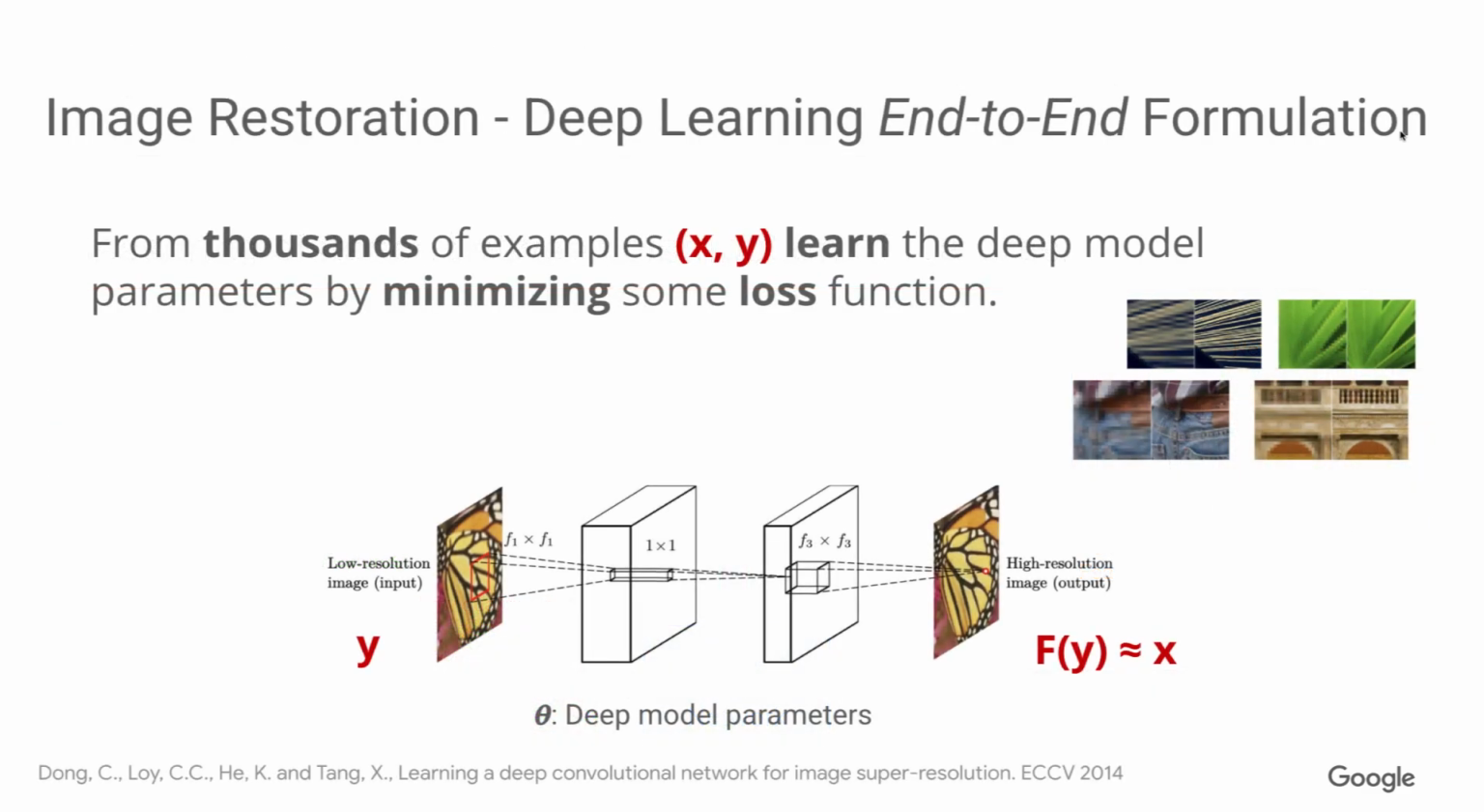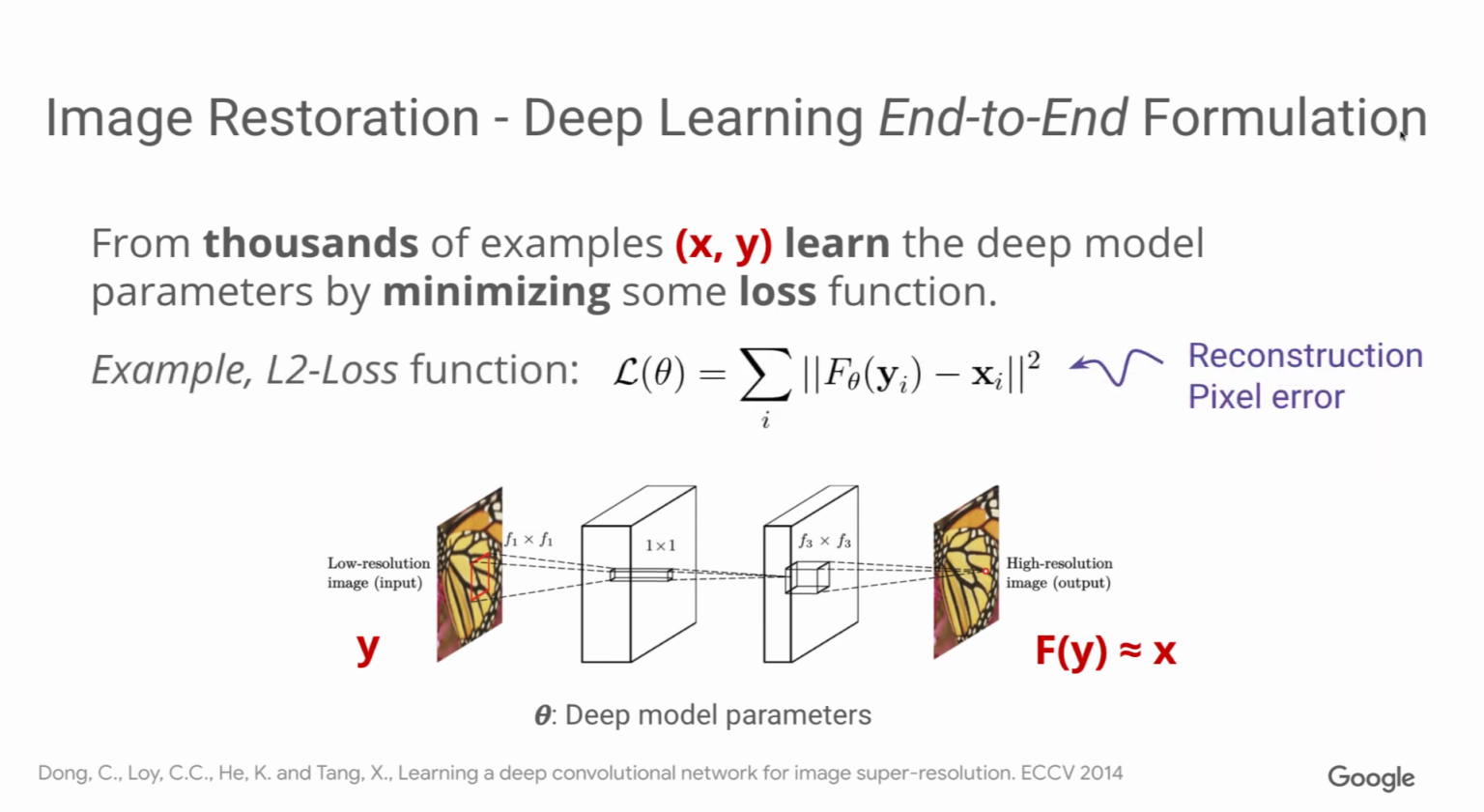Deep models can be trained to restore images by using thousands of low-resolution, high-resolution paired examples. Training is done by finding the deep model parameters that minimize some loss function. The loss function penalizes the mismatch between the network prediction and the high-resolution reference target. We can, for example, directly measure the discrepancy in the image pixel domain by computing the square pixel reconstruction error.